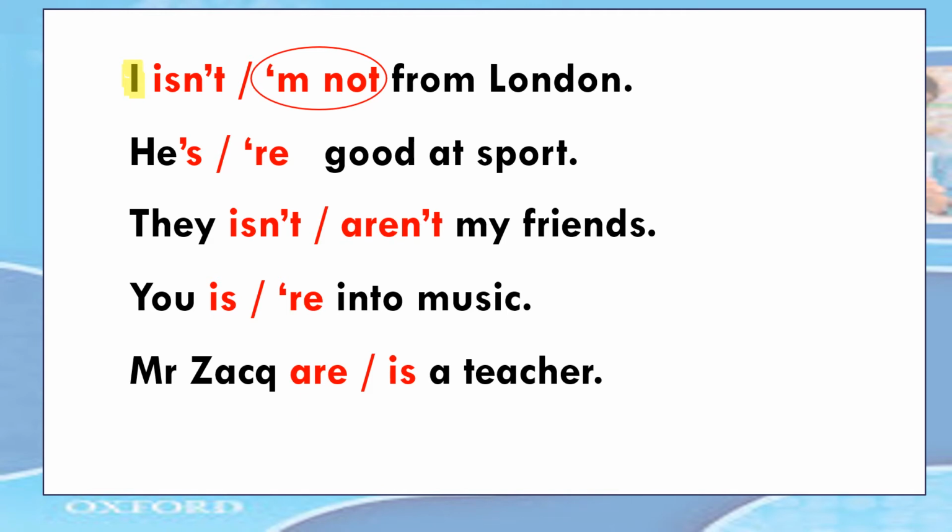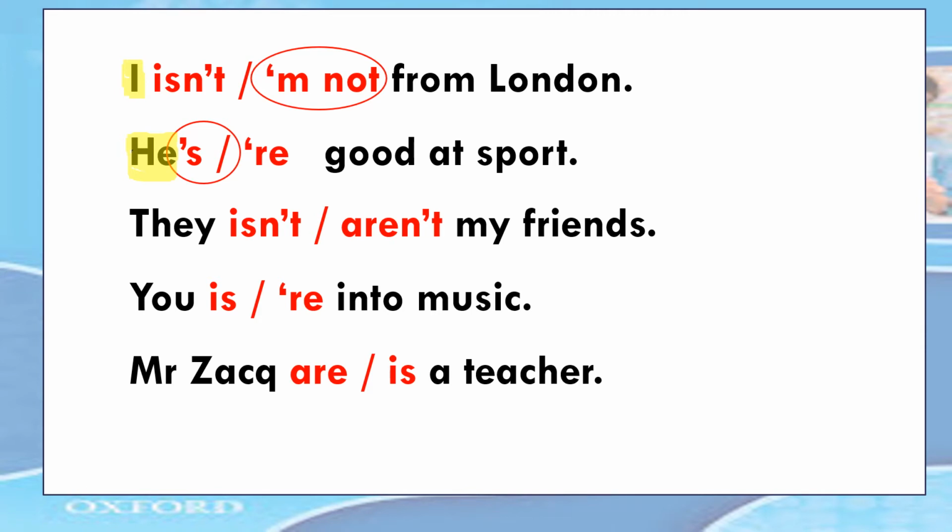So let's look at number 2. He. He is for boy or a man, and it refers to only one person. So he's good at sport or he are good at sport. Yes, the answer is he's good at sport.